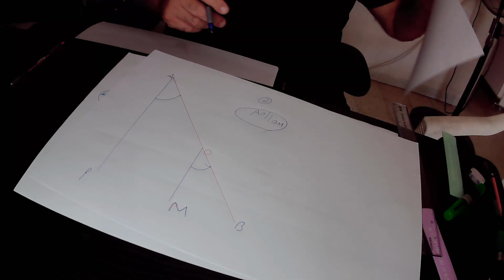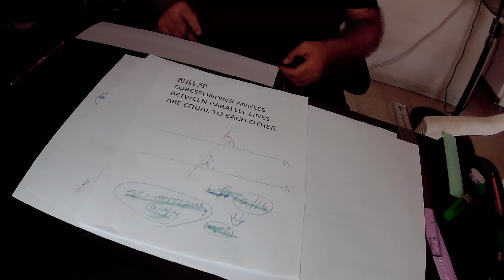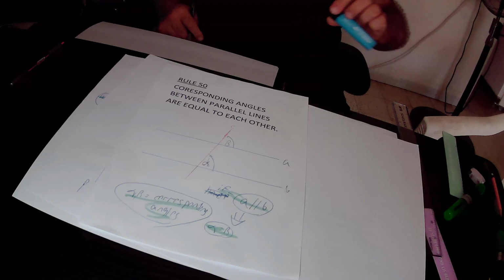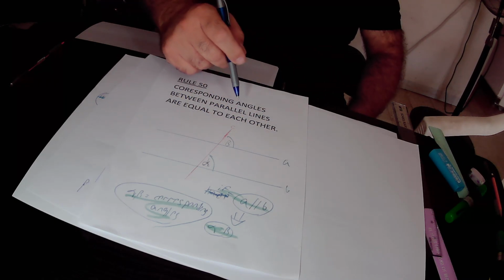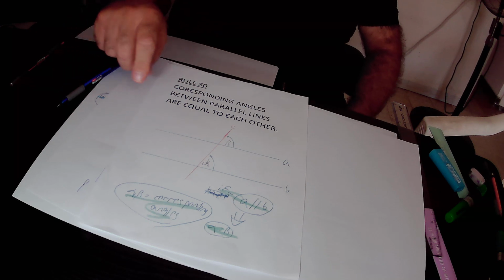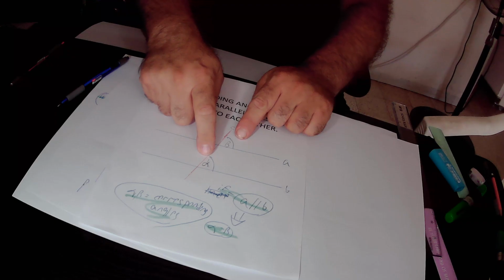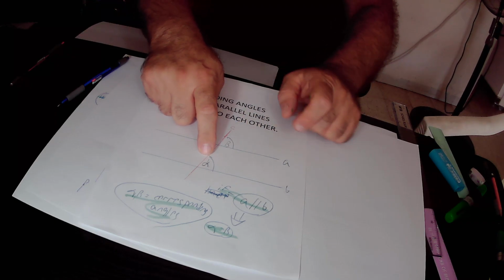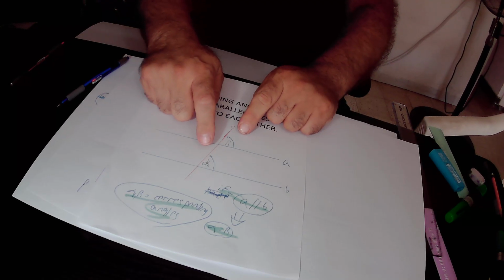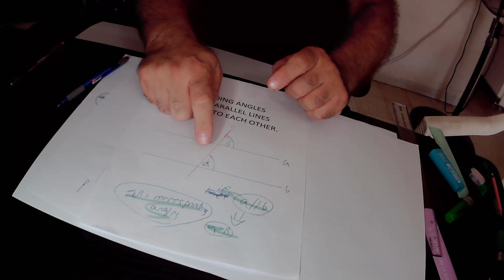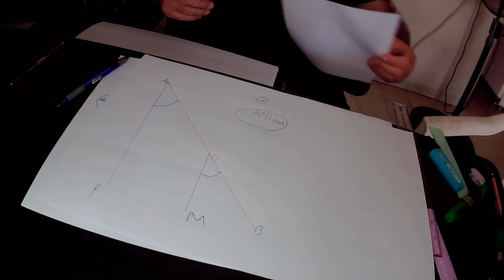Repeat quickly on rule 50. According to rule 50, corresponding angles between parallel lines are equal to each other. In the drawing here, line A is parallel to line B. The red line C cuts the two parallel lines at those 2 points. Those angles alpha and beta are defined as corresponding angles and they are located between the parallel lines A and B, therefore they are equal to each other in their sizes. That is to say alpha equals beta. So I can implement rule 50 in our drawing.